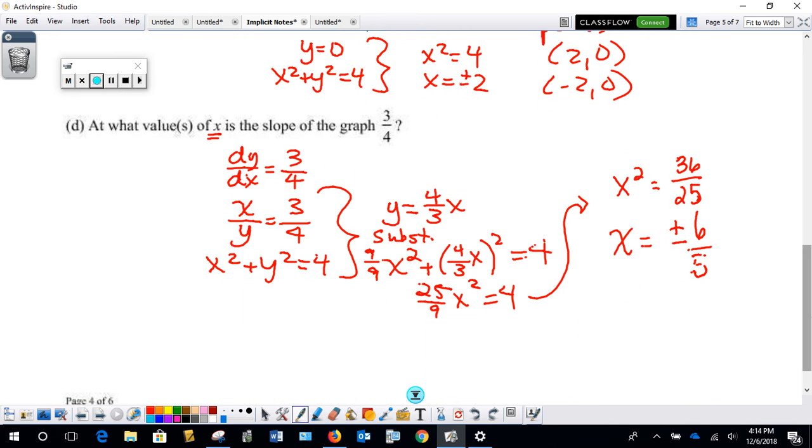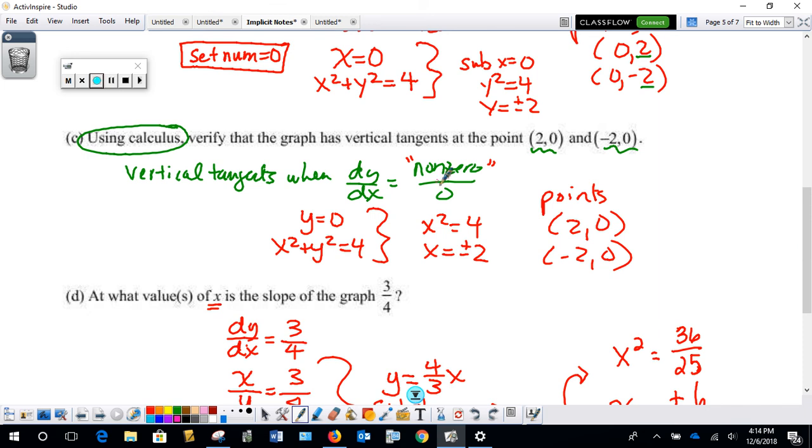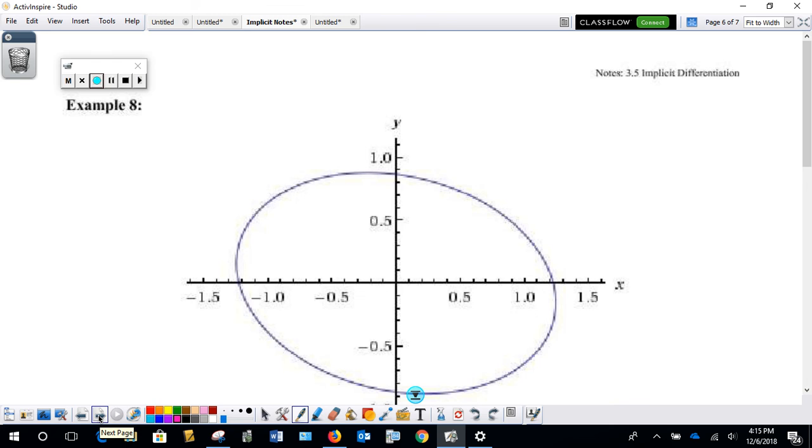Now, just to recap, 1, you always state the statement which tells you what you are doing. This is when vertical tangents occur. This is when horizontal tangents occur. So you want to make sure you state that when you're looking at it.